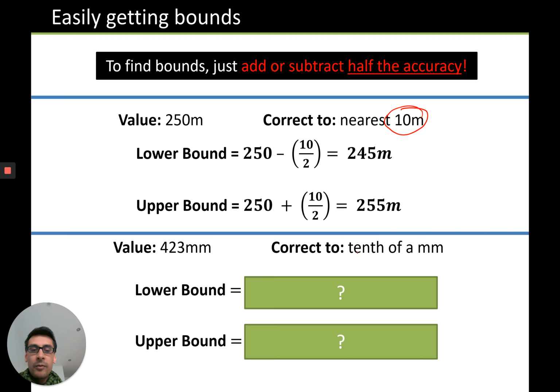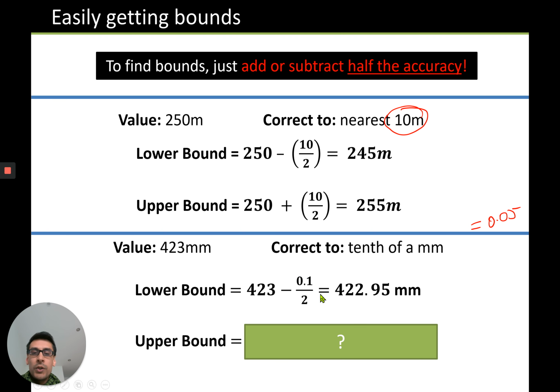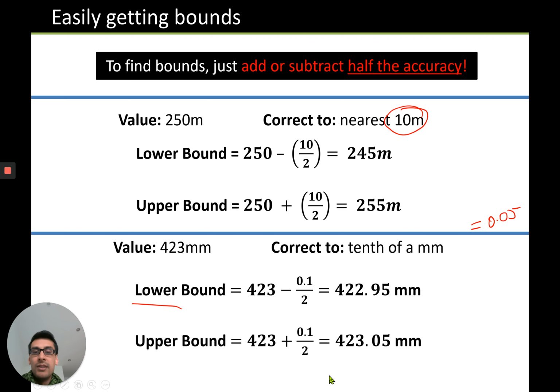Sometimes the questions can be phrased like tenth of a millimeter. Now a tenth is just 0.1. You half that, 0.1 over 2, you get 0.05, and then you add or subtract depending on whether you're finding the upper bound or lower bound. So if I subtract, because I'm finding the lower bound, I get 422.95. If I add, I get 423.05.